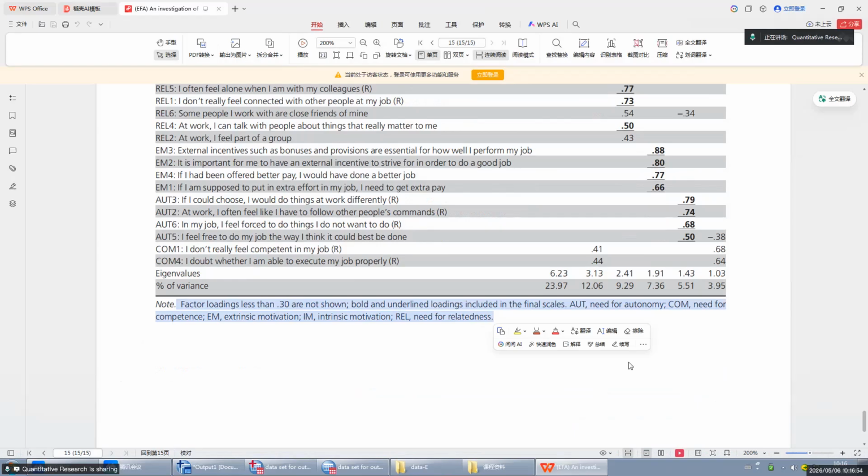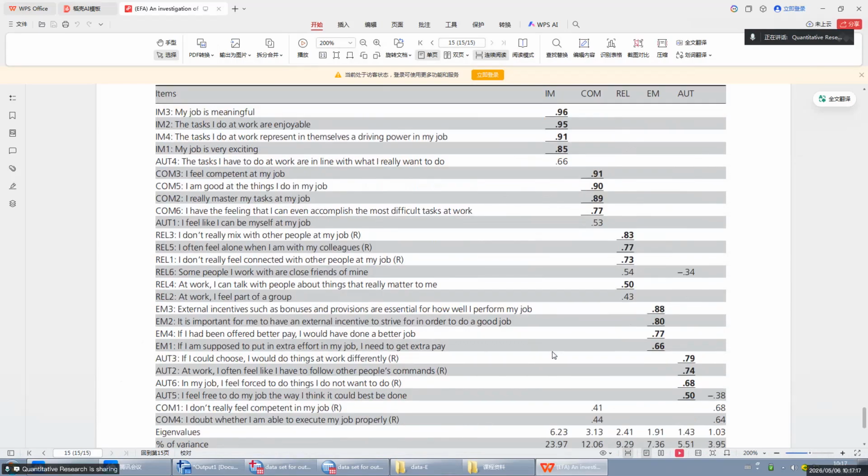Okay, so these are the names of the constructs, like need for autonomy, need for competence, extrinsic motivation, intrinsic motivation, and need for relatedness. Now, I have several questions for you. These items, they go to the first factor, right? Yeah. Why was this item removed? Because it belongs to a different construct.